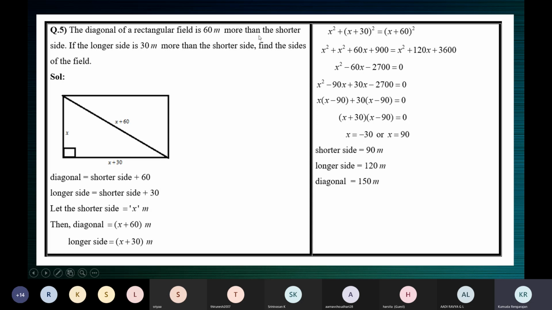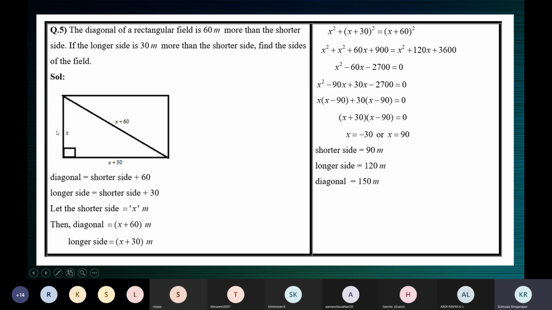Step 1 is just to write this information as an equation, using words and numbers. Diagonal is 60 meters more than the shorter side. Longer side is 30 meters more than the shorter side. So they're basically talking about the length, breadth, and the diagonal, the shorter side and longer side.